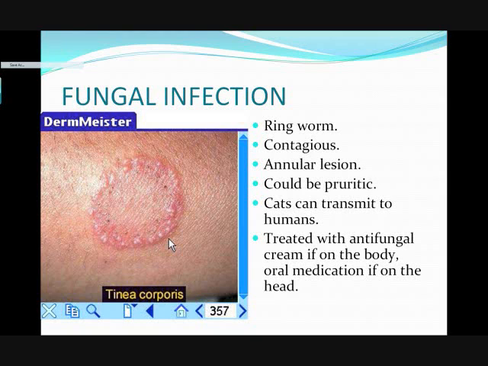And it's treated with an antifungal cream, like ketoconazole or fluconazole. If it's on the head, it causes lack of hair. You'll lose the hair in that area, like an alopecia, and then you have to be given oral antifungals.